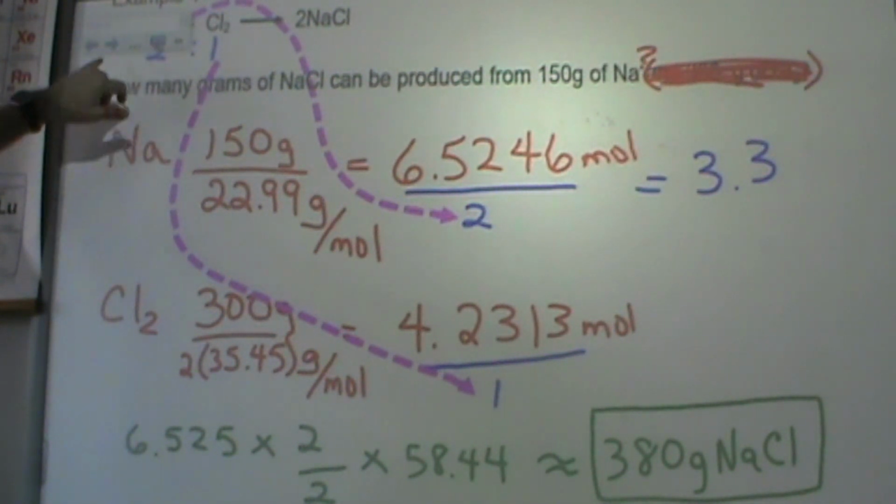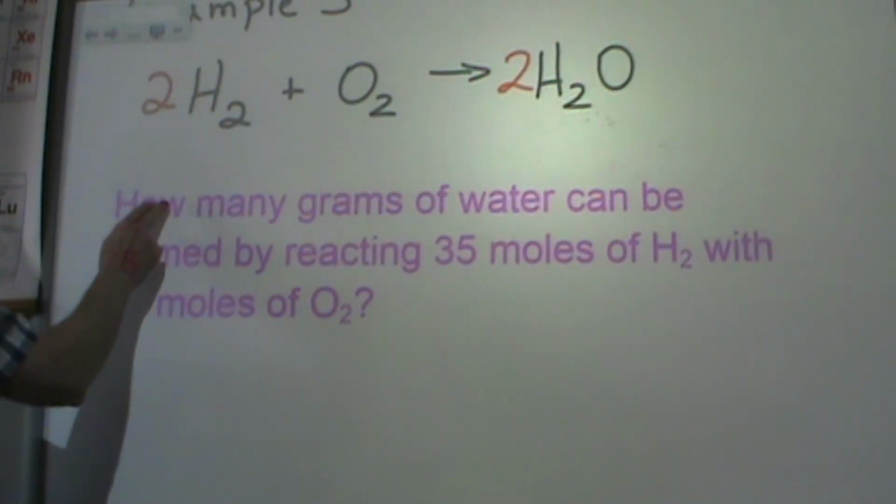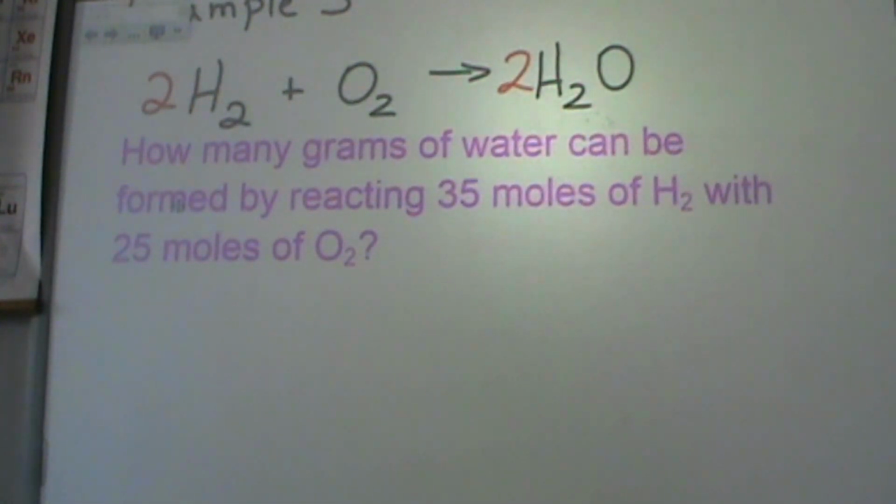Okay, one more for you to do on your own. Back to the hydrogen and oxygen. We can actually do this reaction a couple of different ways. It's kind of interesting. So it says, how many grams of water can be formed by reacting 35 moles of hydrogen with 25 moles of oxygen.